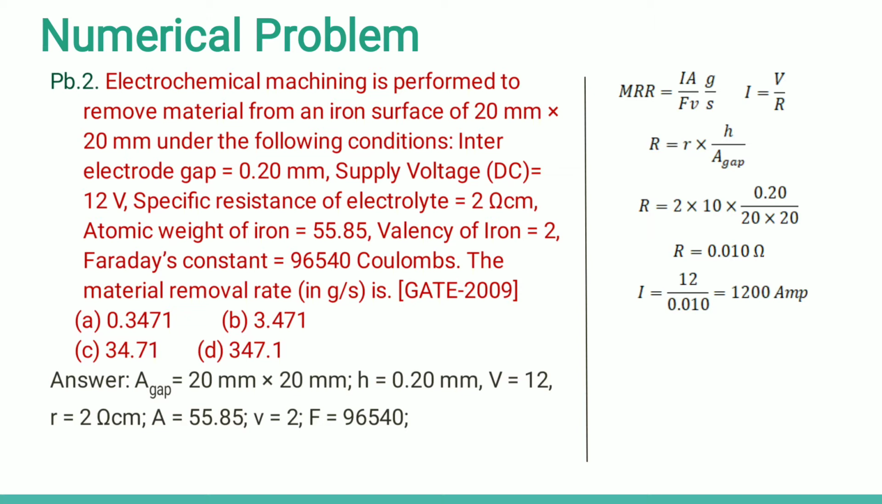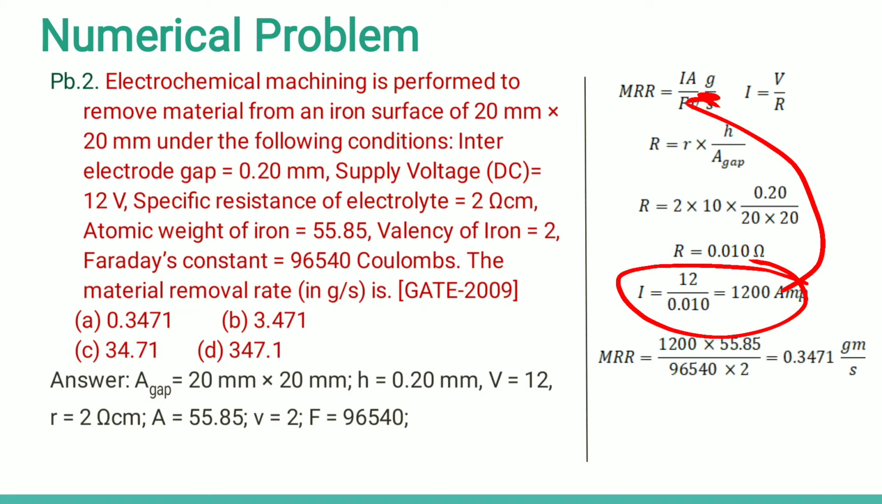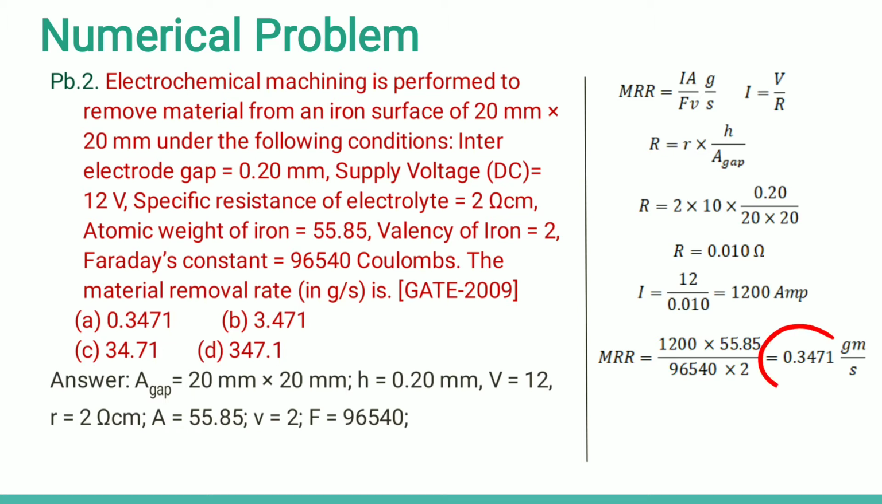After getting this value, we put the values that are given to you or that we calculated in this equation. We get I, that is 1200, A, that is 55.85, F, that is 96,540, and V is 2. When we calculate, we'll get this value, that is 0.3471 gram per second. In gram per second only we have to calculate, so the option will be A. This problem was asked in GATE 2009.